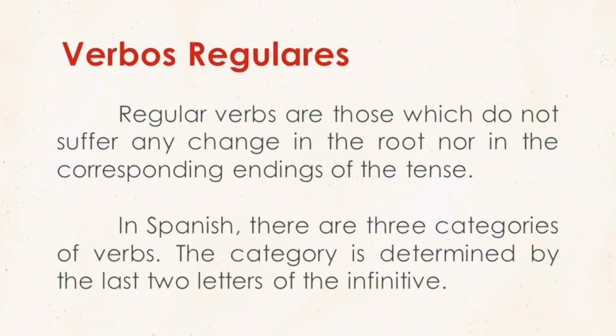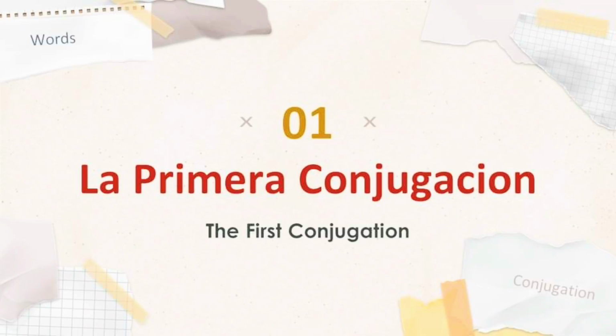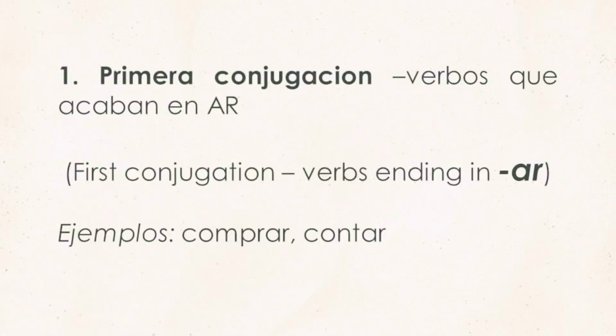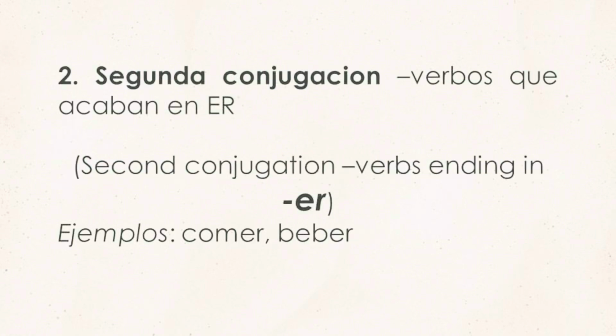Verbos regulares. Regular verbs are those which do not suffer any change in the root nor in the corresponding endings of the tense. In Spanish, there are three categories of verbs. The category is determined by the last two letters of the infinitive. 1. Primera conjugación. Verbos que acaban en ar, or first conjugation. Verbs ending in ar. Ejemplos: comprar, contar.